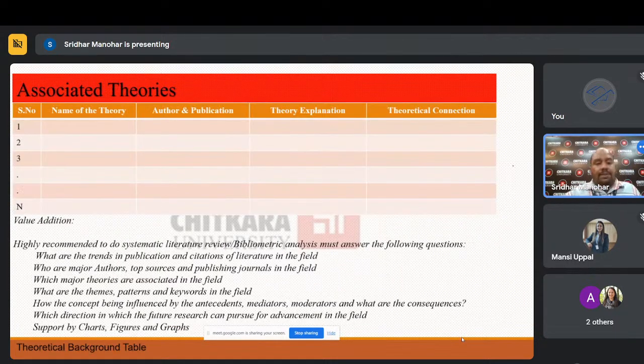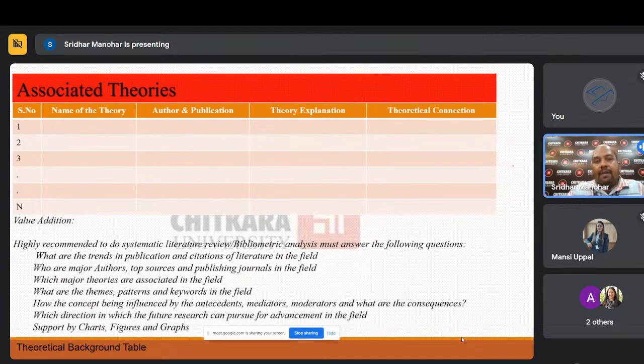Another part is that you should always associate proper theories with those concepts. Every concept that has evolved in your domain is associated with some kind of theory, the lens through which you watch that particular concept. So ensure that when you create a conceptual model or a theoretical model, there is some theoretical background or theoretical support behind the conceptual connections or linkages that you bring among the concepts you consider in your study.